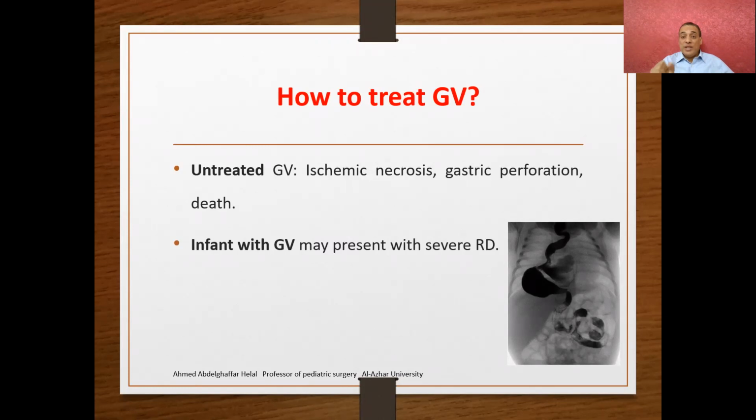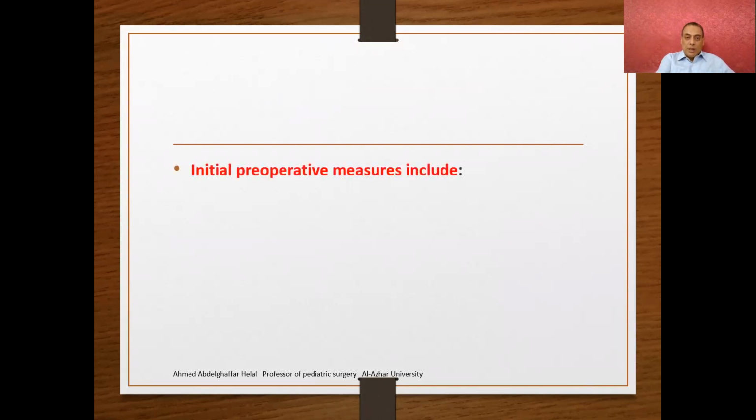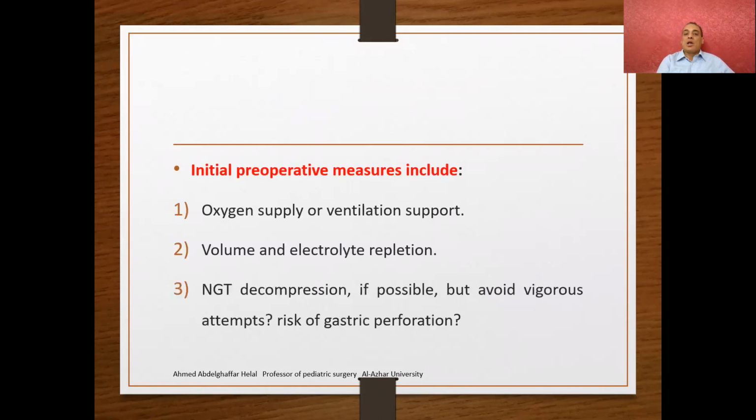Infant may present with severe respiratory distress. May be related to an overly distended abdomen, overly distended stomach, compressing on the diaphragm, making ventilation very difficult. May be related to severe pain, vomiting, or sepsis. So the initial preoperative measures must include oxygen supply according to the demand, or ventilation, if the baby needs positive ventilation.